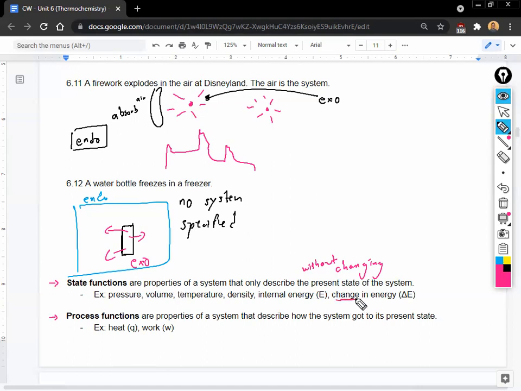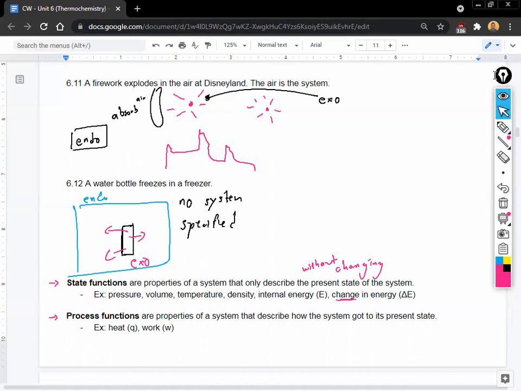I know it's kind of weird because it says change in energy, and so it's like, how can you get that without changing it? But it's how the energy changes in the system without you affecting it. But with process functions, you only measure the heat by adding heat or doing work. And so those are process functions. Okay. Not going to spend too much time on that.